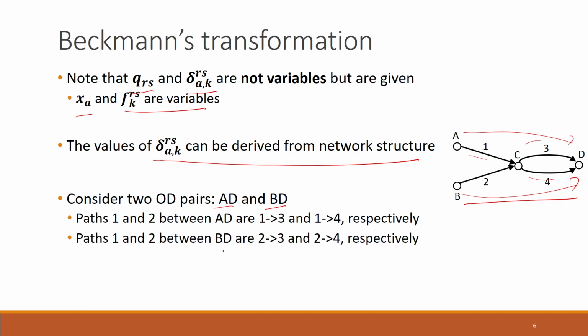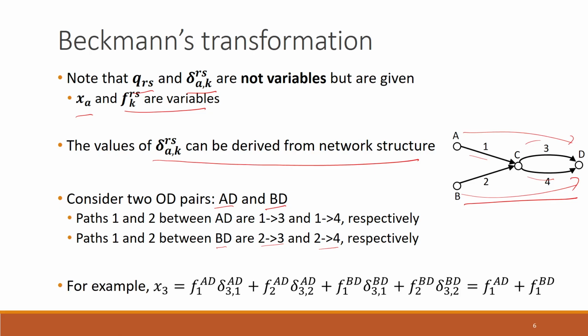Similarly, for origin destination pair BD, we have two paths, one to go from 2 to 3 and the other to go from 2 to 4. Okay. So let us now see how we can represent the flow through a link as the combination of the flows of different paths that are passing through that link.